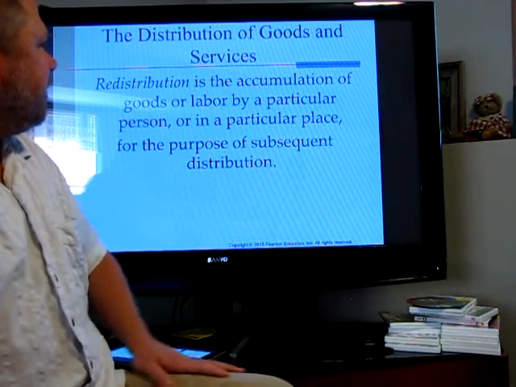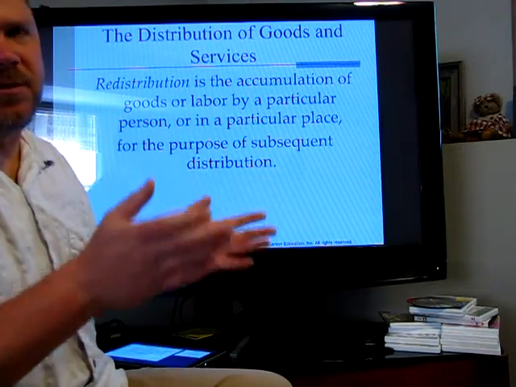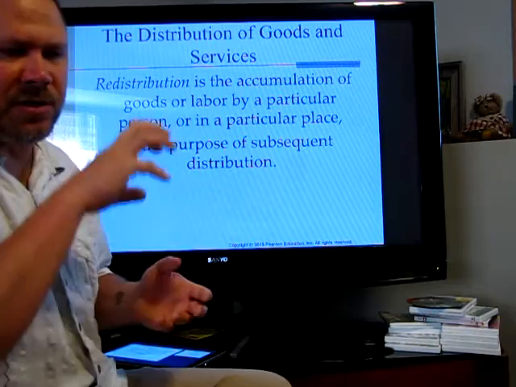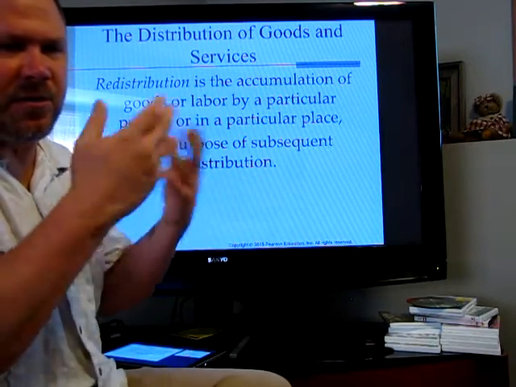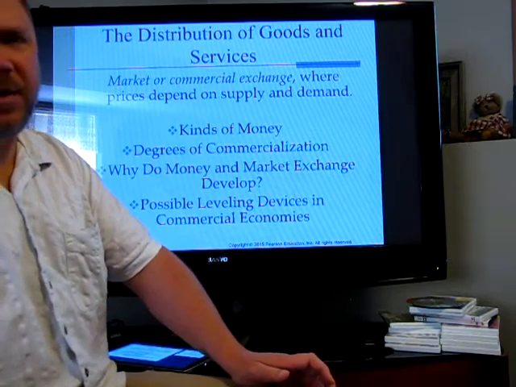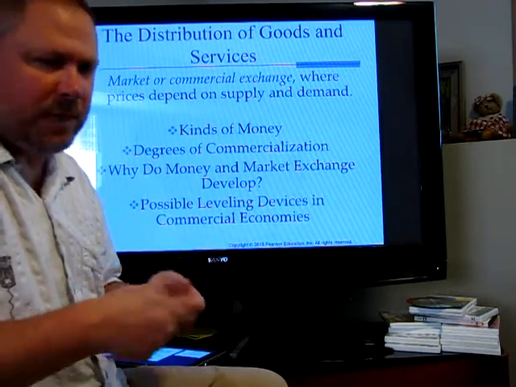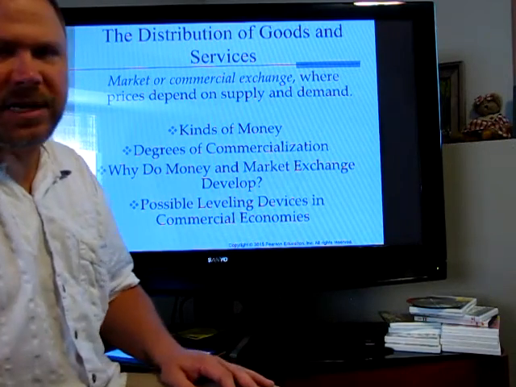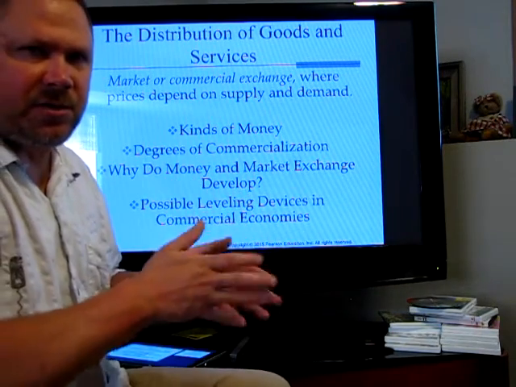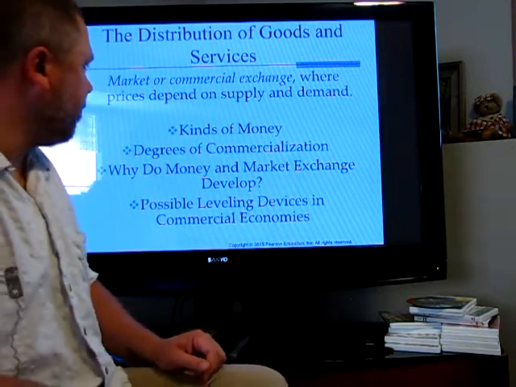So redistribution is the accumulation of goods or labor by a particular person in a particular place for the purpose of subsequent distribution. So this is usually a class society, social stratification, where someone towards the top gathers the resources and then redistributes them. In market or commercial exchange, prices depend on supply and demand, and that's what we're used to. So here we only have one type of money, paper and coin. In different societies with these economies, there might be different kinds of money, special purpose money that are only used in certain sorts of transactions, or like us, we have just general purpose money.